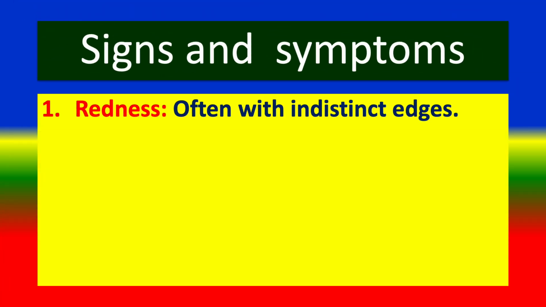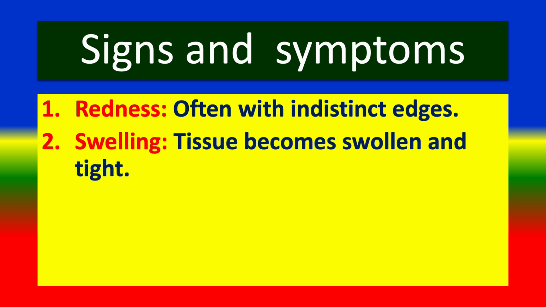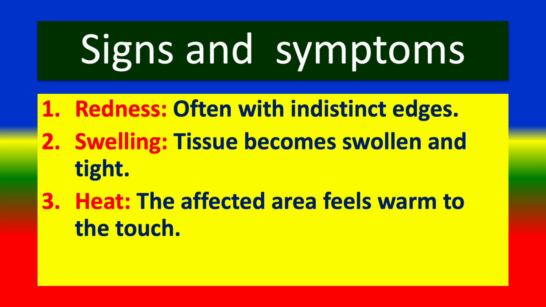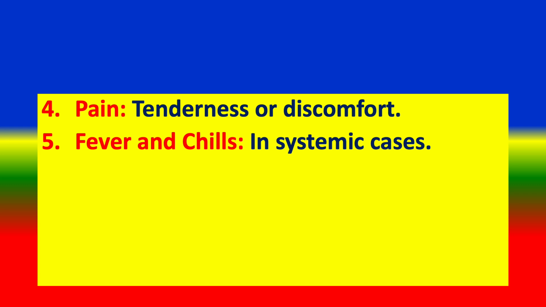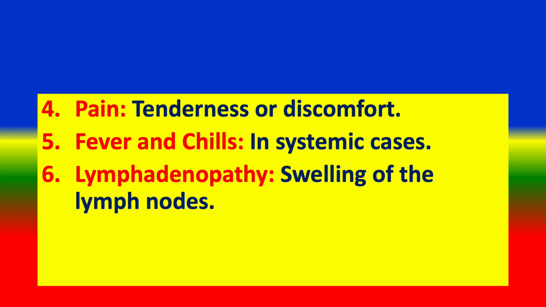Signs and symptoms. 1. Redness, often with indistinct edges. 2. Swelling, tissue becomes swollen and tight. 3. Heat, the affected area feels warm to the touch. 4. Pain, tenderness or discomfort. 5. Fever and chills in systemic cases. 6. Lymphadenopathy, swelling of the lymph nodes.